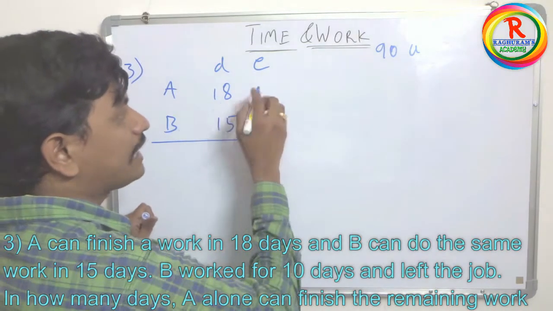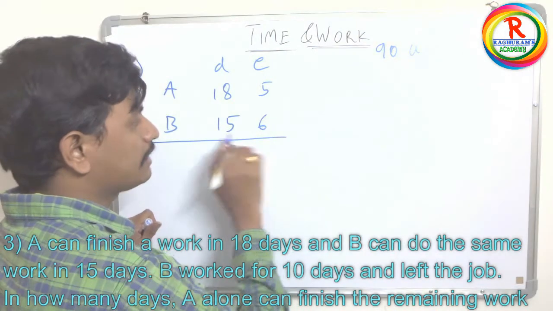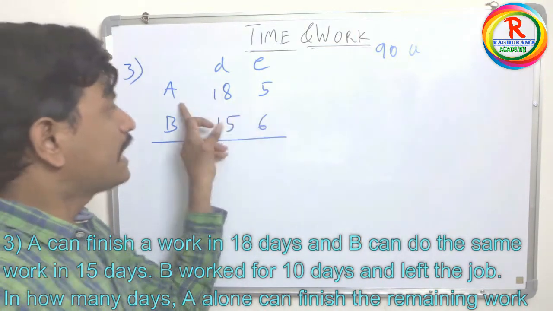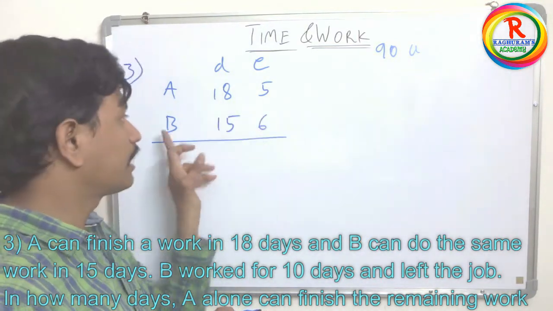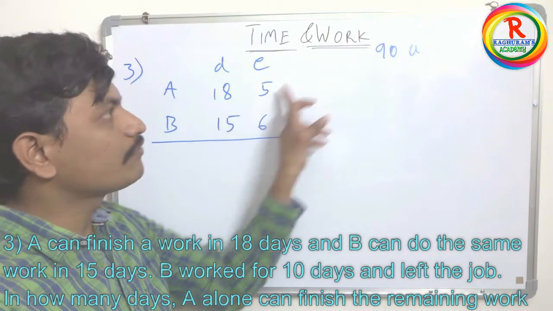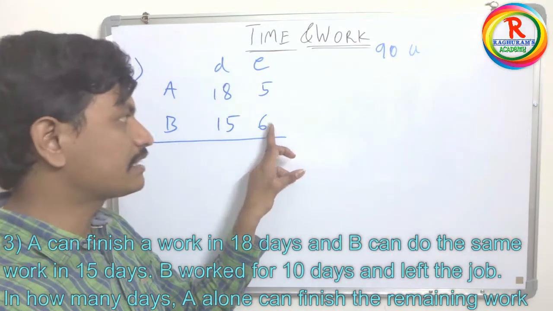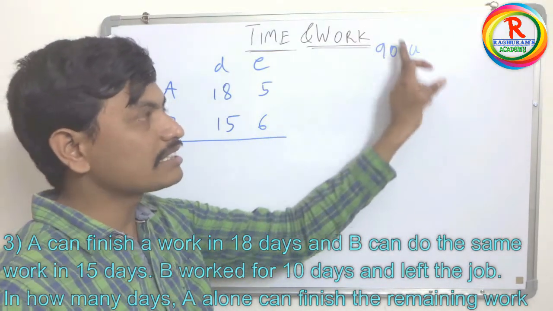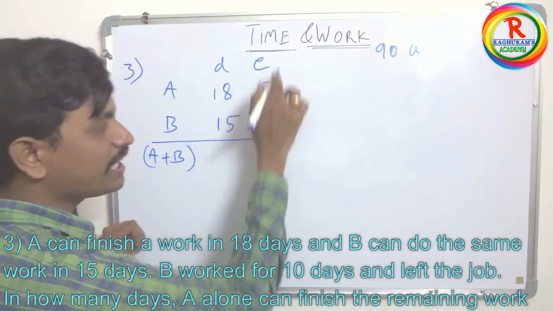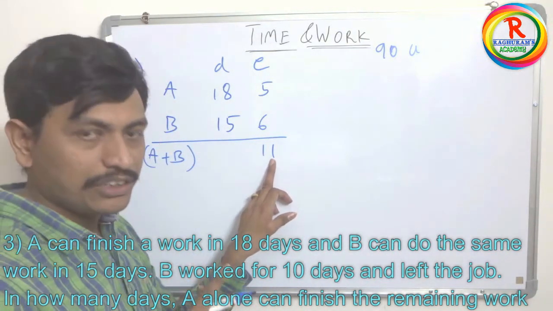So 18 5s are 90, and 15 6s are 90. So for efficiency, A can complete 5 units in 1 day and B can complete 6 units in 1 day. 5 units for 18 days, 18 5s, 90 units is his total work. And B, 15 days, each day 6 units, 15 6s are 90 units. Total work we take as 90 units. First get A plus B's 1 day's work, that is 11 units. Combined they can complete 11 units of work in 1 day.